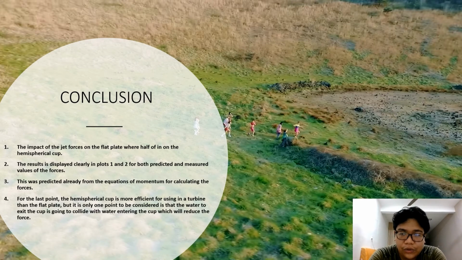So we have reached the end of our presentation. The conclusion of the experiment is that the impact of the jet force on the flat plate was half of that on the hemispherical cup. Next, the result is displayed clearly in plot 1 and plot 2 for both predicted and measured values of the forces. Then this was already predicted from the momentum equation for calculating the force. So the theory is proved.